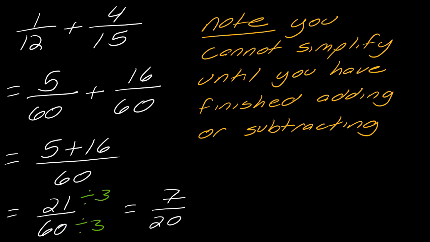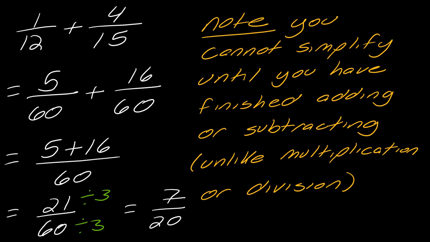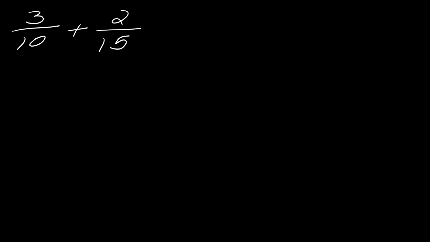So a note on this. You cannot simplify until you have finished adding or subtracting. So I can't do this step until I'm at the very end. So I can't start trying to cross multiply or anything like that. Some people think of that because with multiplication and division, you can cancel out common factors, but it doesn't work like that for addition and subtraction. They're two different beasts.